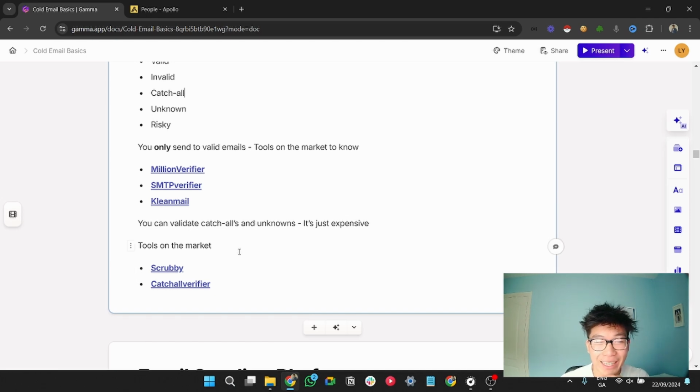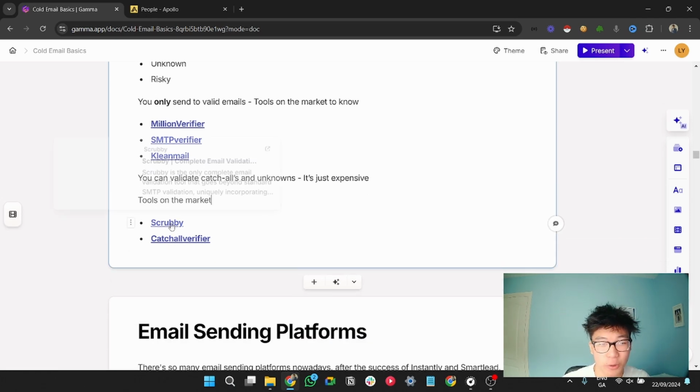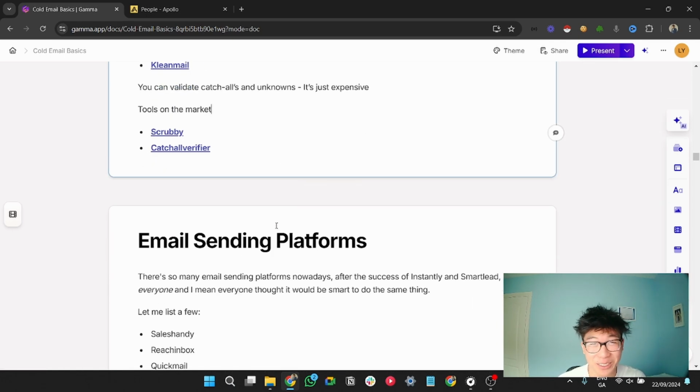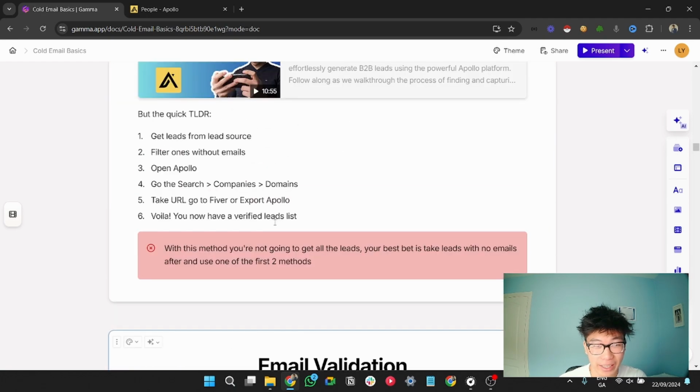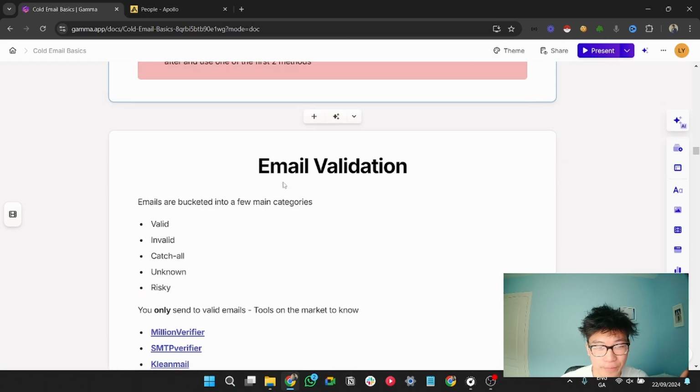So you can validate catch-alls and unknowns. It's just expensive. Tools on the market are Scrubby and Catch-all. Honestly, if you're just beginning, just know they exist and don't use them. There's no point, unless you're working with a super high quality, enriched campaign.